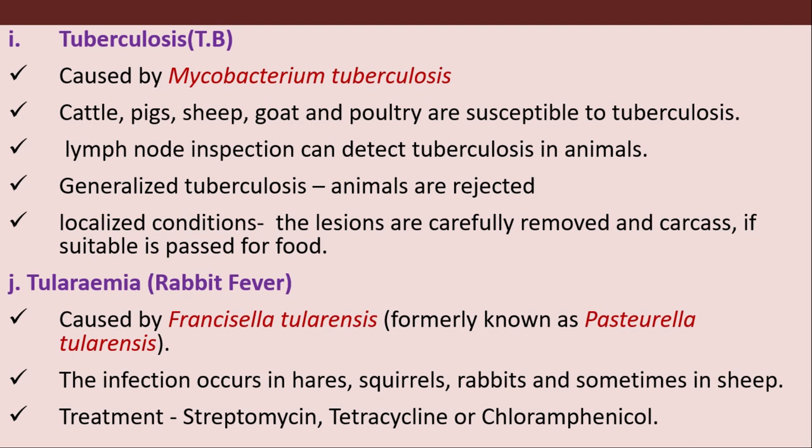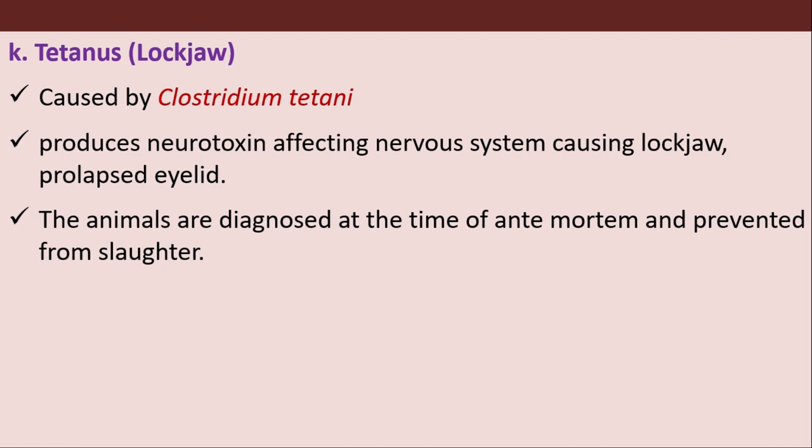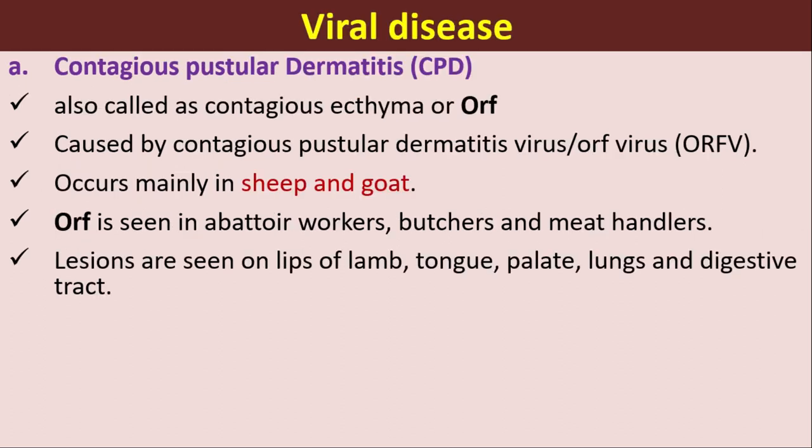Tularemia, or rabbit fever, is caused by Francisella tularensis, formerly known as Pasteurella tularensis. The infection occurs in hares, squirrels, rabbits and sometimes in sheep. Treatment: streptomycin, tetracycline or chloramphenicol. Tetanus, known as lockjaw disease, is caused by Clostridium tetani. It produces a neurotoxin affecting the nervous system, causing lockjaw, prolapse of the eyelid. The animals are diagnosed at the time of antemortem and prevented from slaughter.